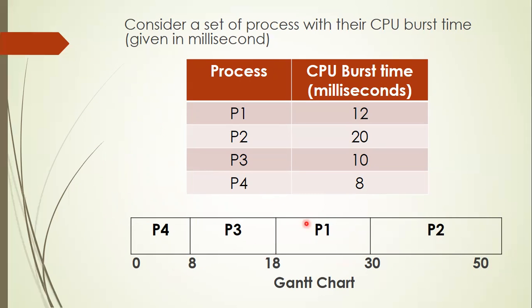So here in the case of shortest job first, we will take the process P1. Its waiting time is 18 because it has to wait till the completion of both P4 and P3. P4 needs 8 milliseconds and P3 needs 10 milliseconds. The summation of these two is 18 milliseconds. So for P1 it is 18, for P2 it is 30, for P3 it is 8, and for P4 it is 0.